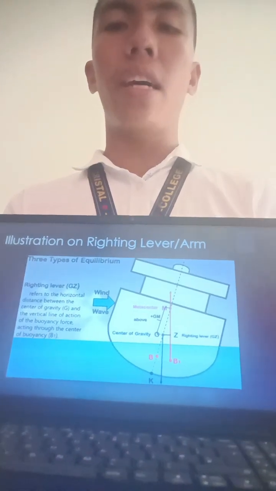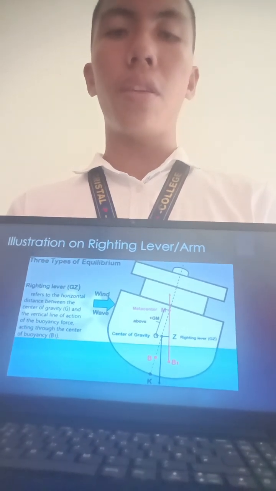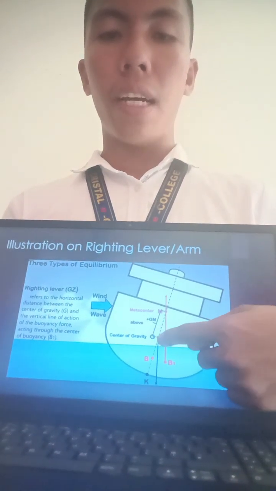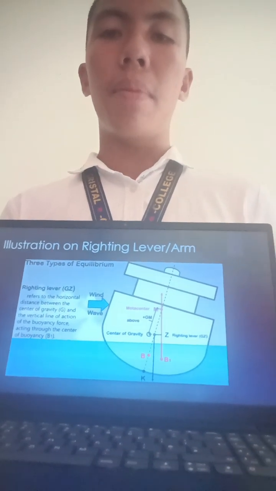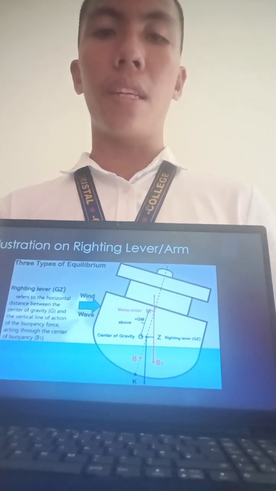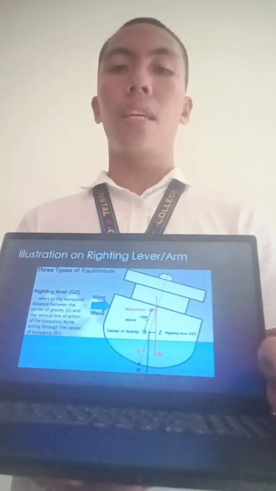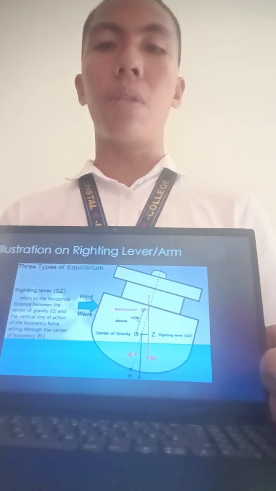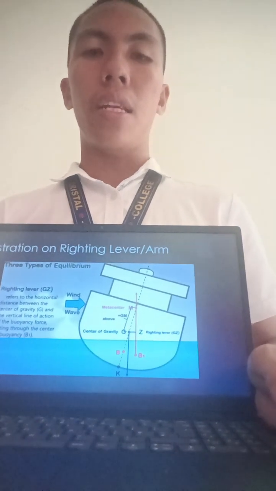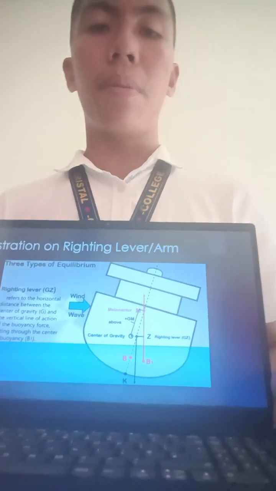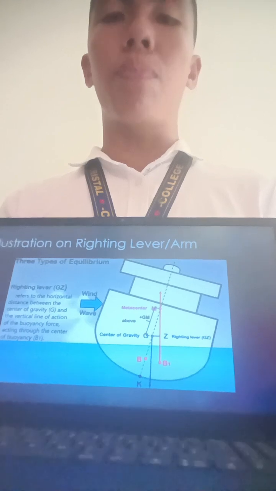Lastly, the righting arm, the restoring force. These are the horizontal distances between the center of gravity and the vertical line connecting the center of buoyancy and the metacenter when the ship is tilted. Imagine a ship tilted at a certain angle. The righting arm is the horizontal distance between the center of gravity and the vertical line connecting the center of buoyancy and the metacenter. The righting arm represents the restoring force that acts to return the ship to an upright position.